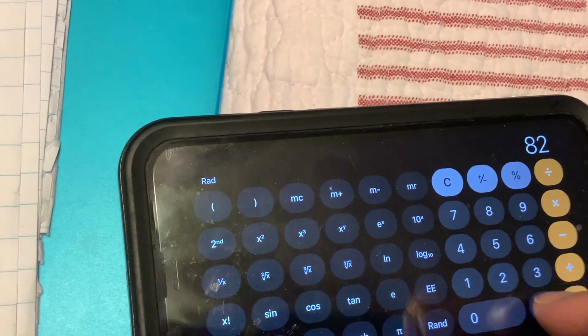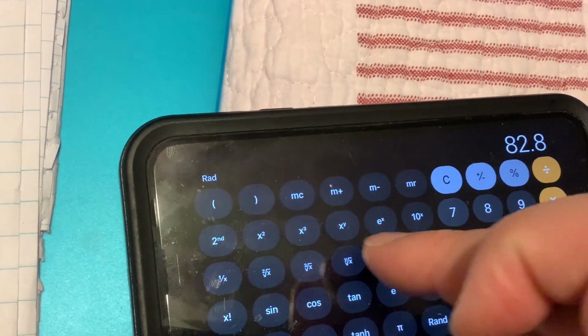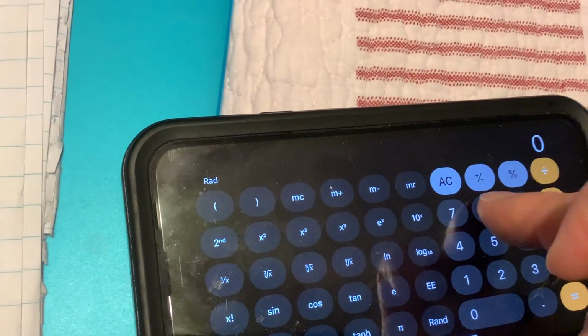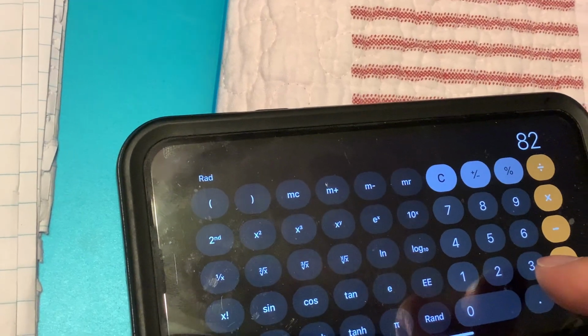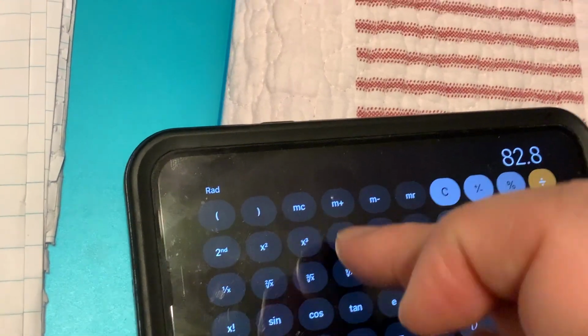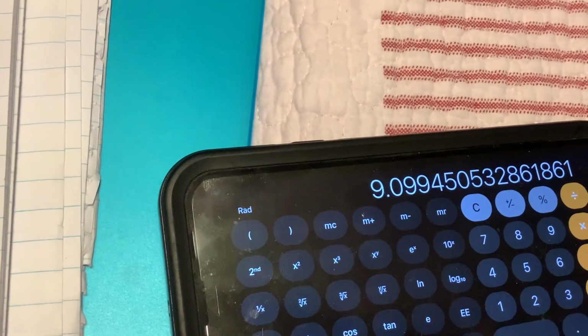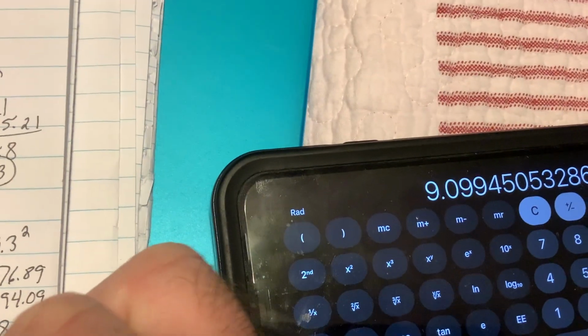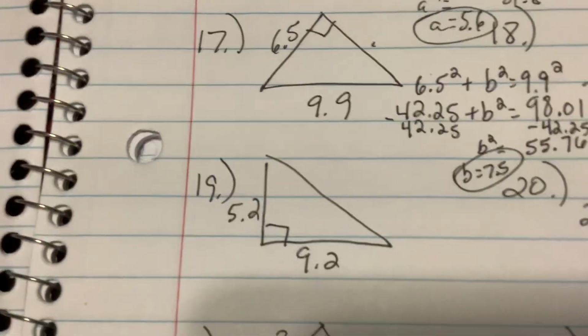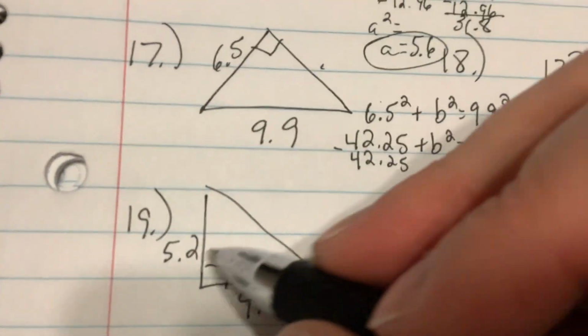It's 82.8. Okay, and then we need to square root it to solve for a. Is 9.1. Okay, then we go back to one that is the hypotenuse missing.